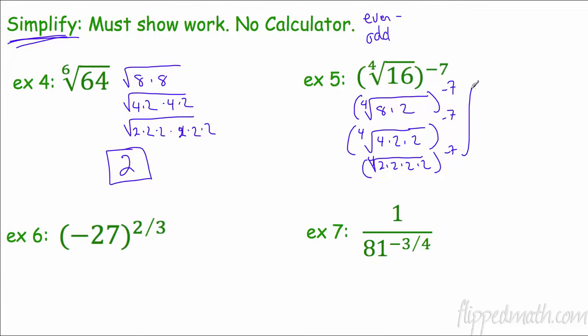So over here, I have 2 to the negative 7th power. Well, remember our negative exponent rules, I take it to the bottom. That's 2 to the 7th. All right, so we have to do 2 7 times.